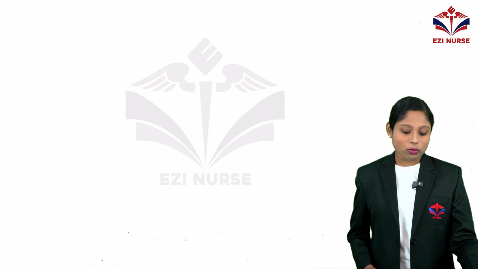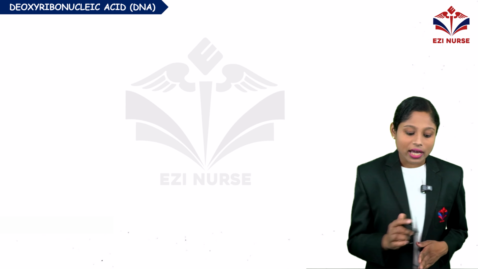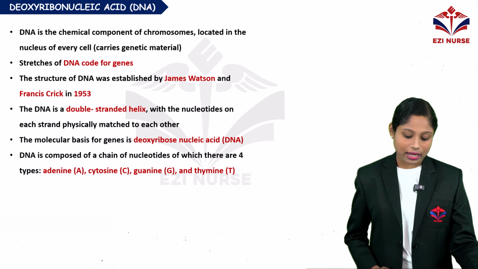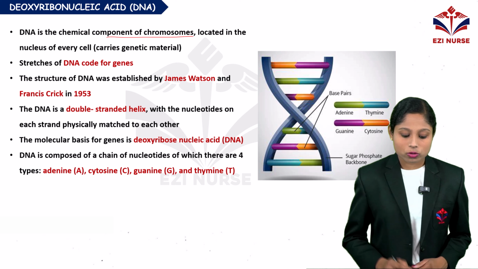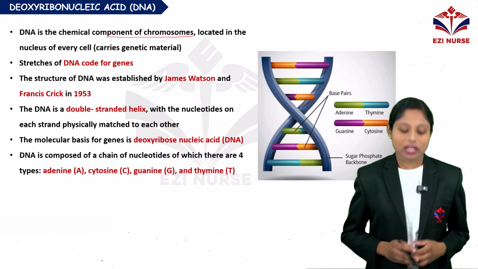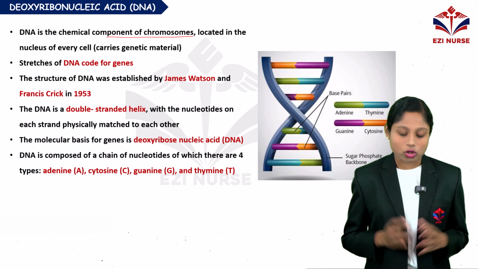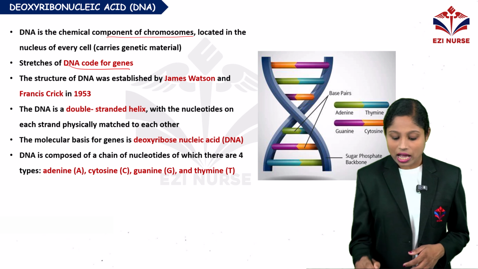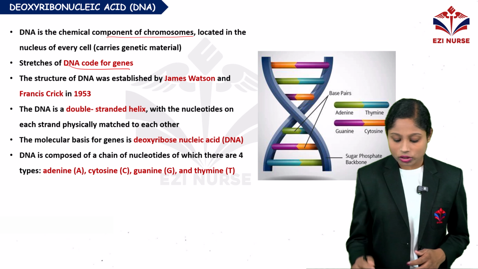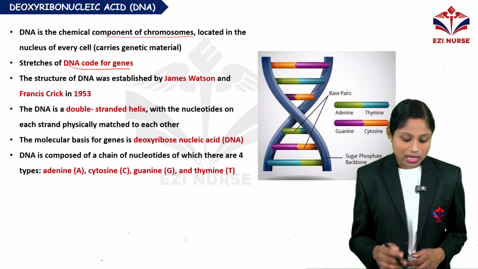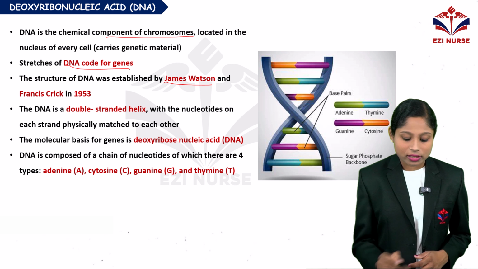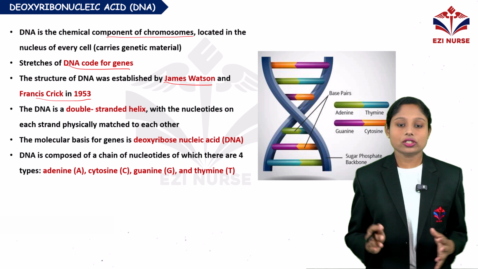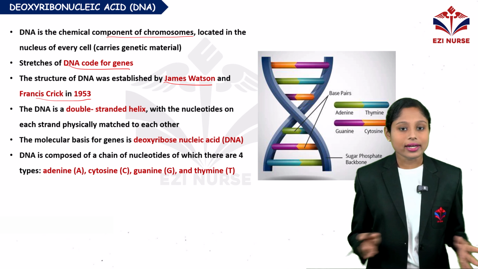Now we are moving to another important question, deoxyribonucleic acid or DNA. What is DNA? DNA is a chemical component of chromosomes located in the nucleus of every cell. The structure of DNA codes for genes. The structure of DNA was established by James Watson and Francis Crick in 1953. So who first introduced it? Francis Crick and James Watson.